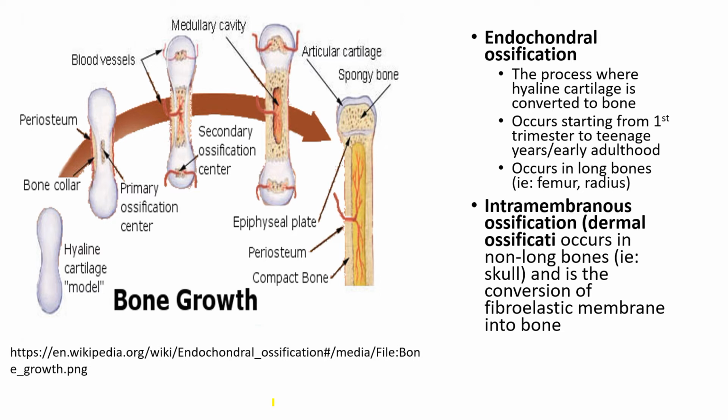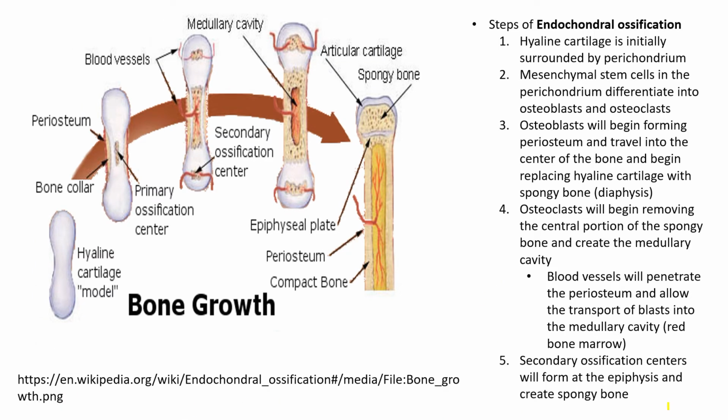The next is intramembranous ossification or dermal ossification, and this is going to occur in non-long bones, so bones that aren't long and skinny like the skull. And this is the conversion of fibroelastic membrane into bone. These are the steps of endochondral ossification. Don't get too caught up in the details of endochondral ossification, but it's here for your reference in case you were wanting to look at this and study this later.